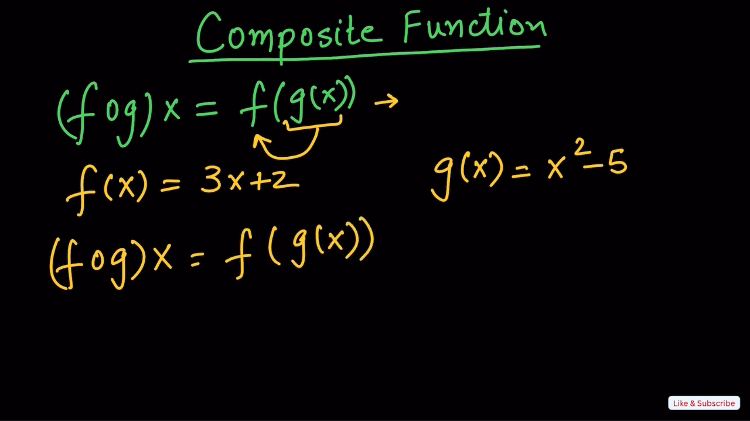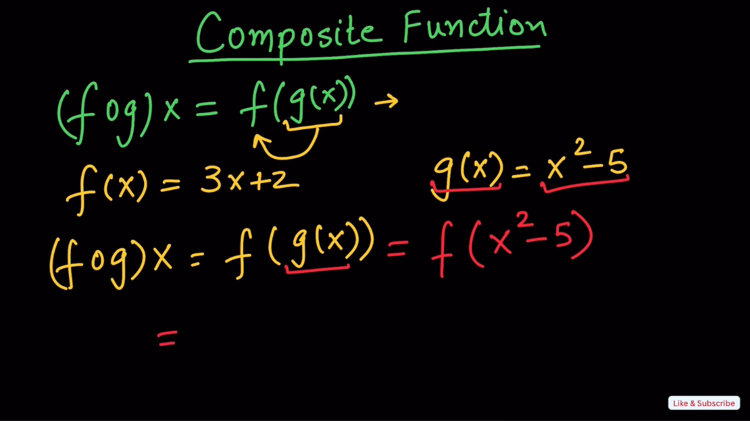Now we can see here is the function g of x, and the value of g of x is given to us as x squared minus 5. So I'm going to plug in its value. In place of g of x, I'm writing its value, which is x squared minus 5. Now I need to find f of x squared minus 5. That means I'm going to plug in this x squared minus 5 in the function f. Now, where is the function f? This is right here. So in place of x, I'm going to write x squared minus 5.